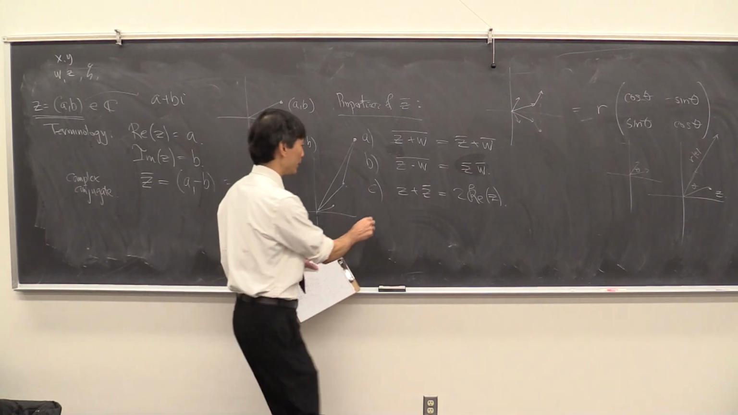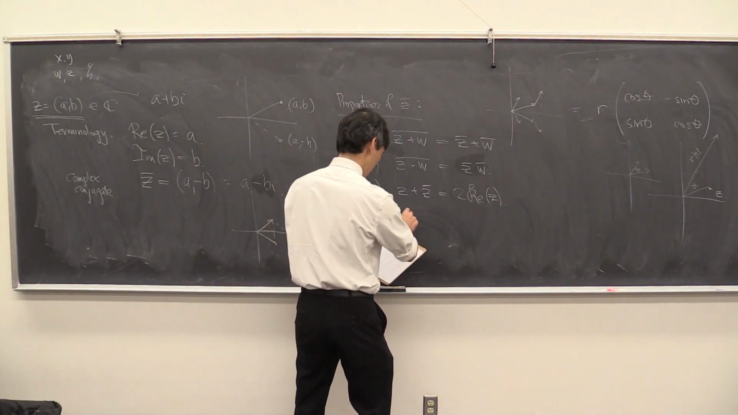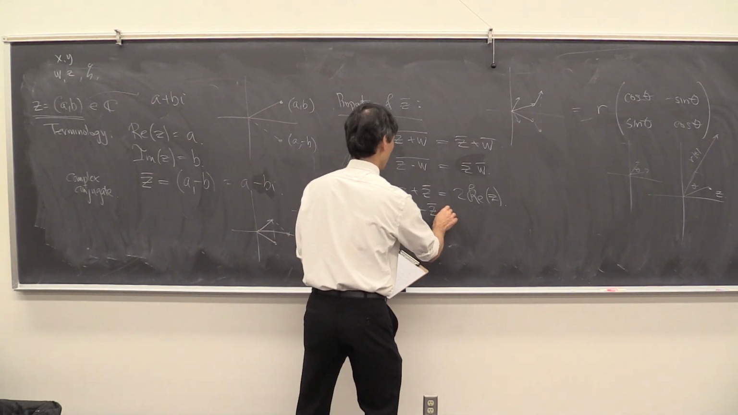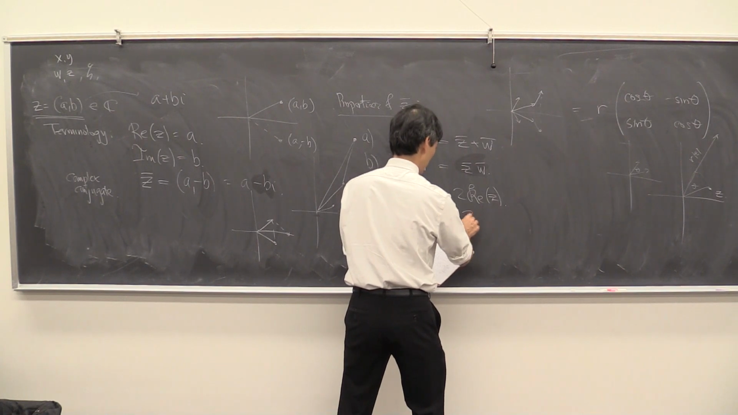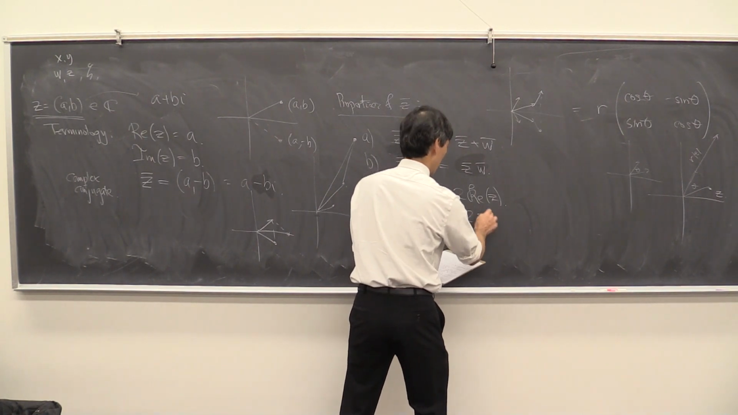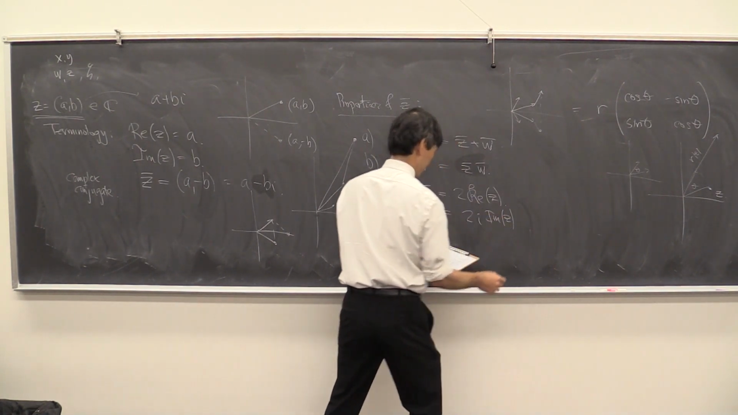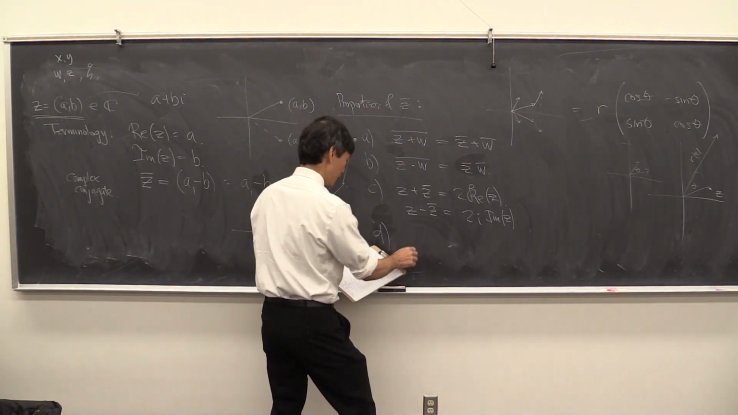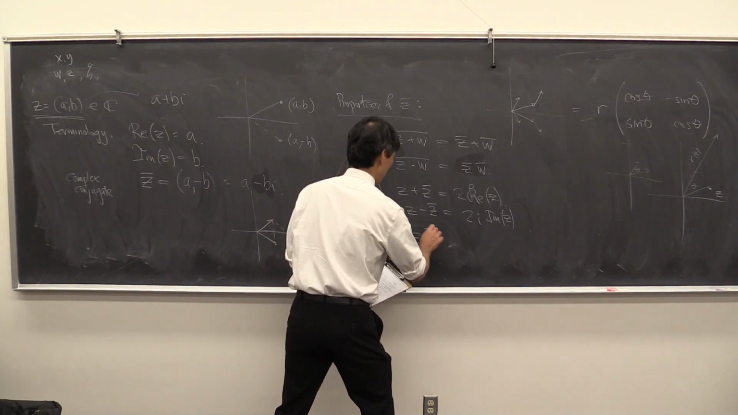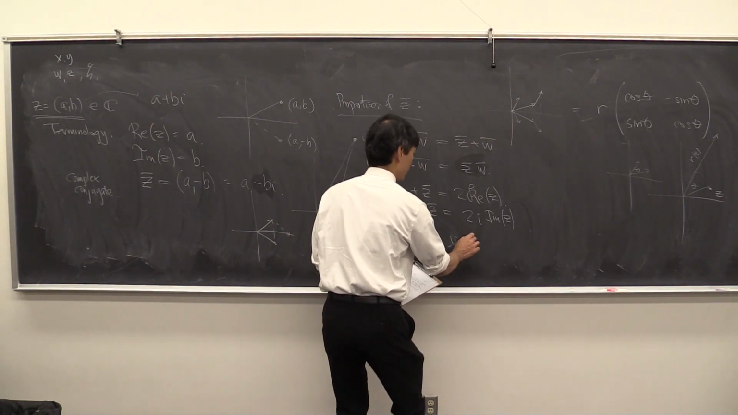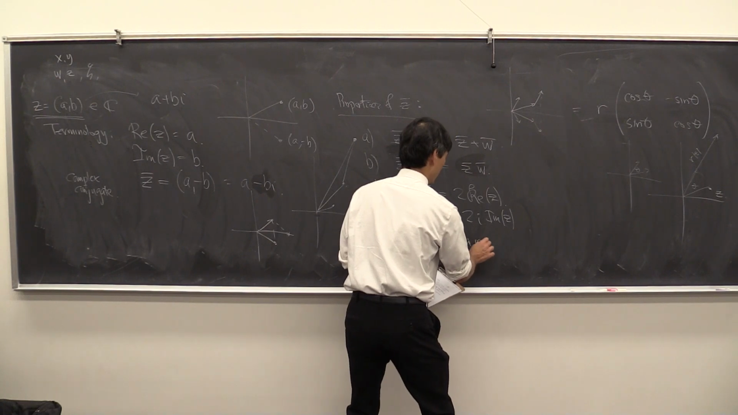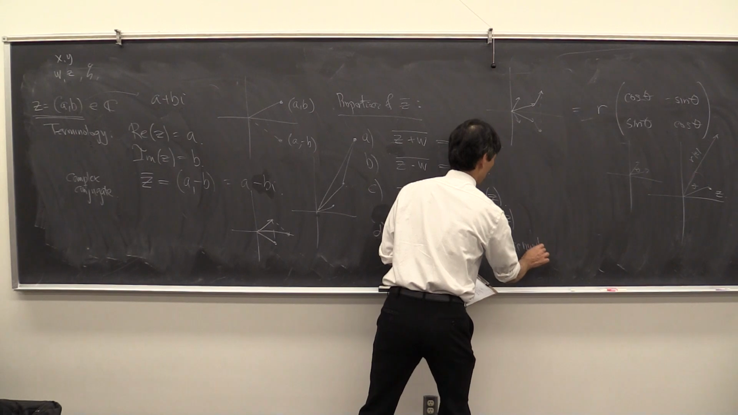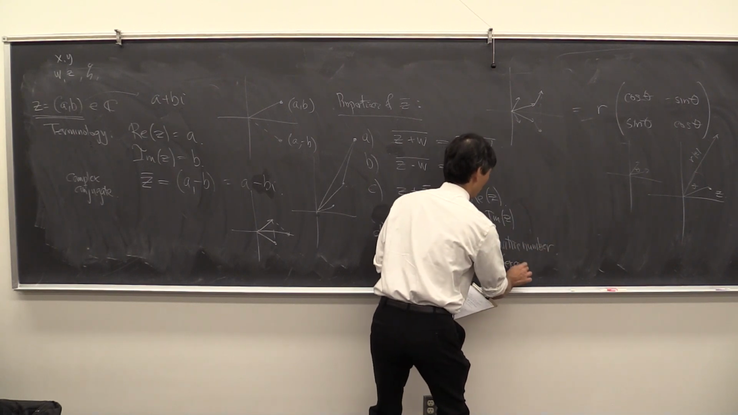And similarly, when you subtract, when you have z minus its conjugate, well, you're going to get twice i times the imaginary part. Final observation is that z times z bar is a real positive number, except when z is 0.